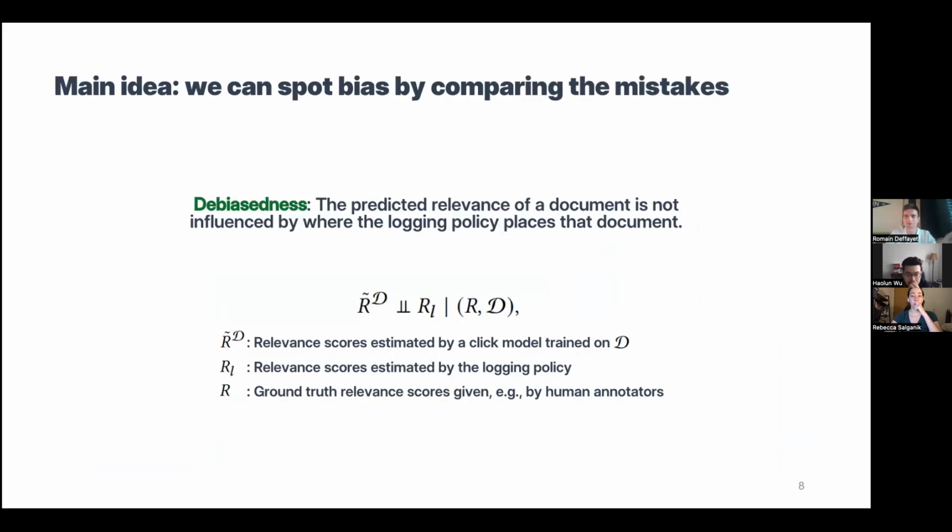So this is where we introduce the concept of debiasedness. It's the idea that the relevance scores predicted by the model should not be influenced by where the logging policy placed the document in the data. If there is still a correlation between where the document was placed in the data and the model prediction, it means that there is still bias that has been transferred from the logging policy to the model.